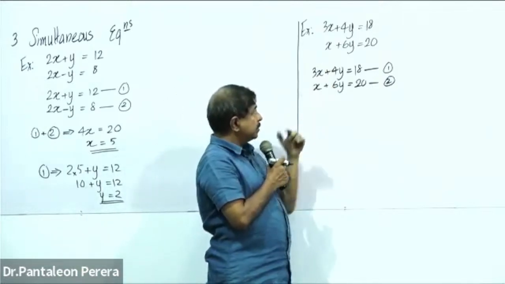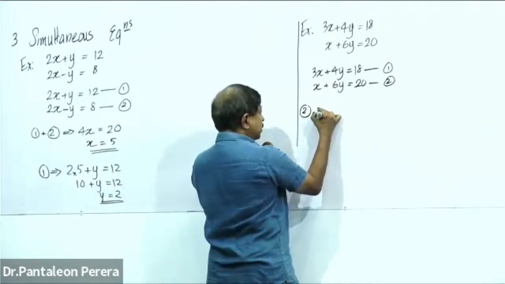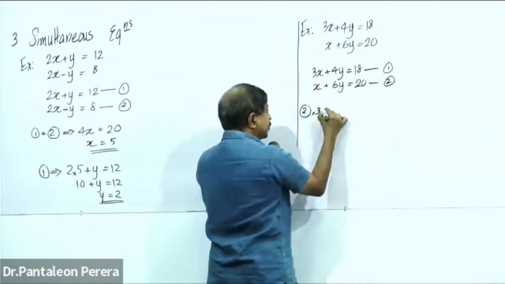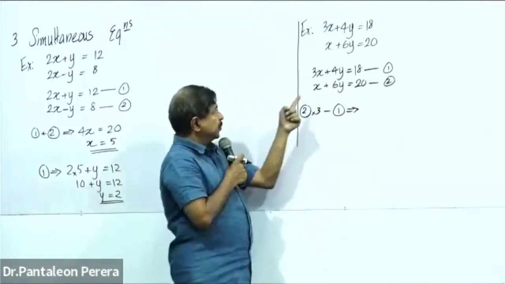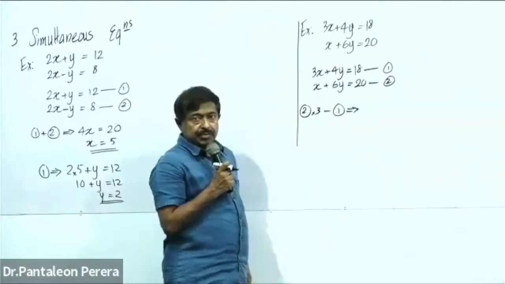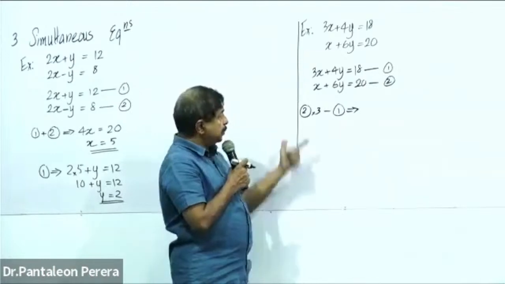Then you can subtract. So multiply equation 2 by 3. Right? So it will make it 3x. Subtract the first equation from what you have. So when you multiply this by 3, you get 3x. 3x minus 3x, 0. Right? So we'll do it like that.